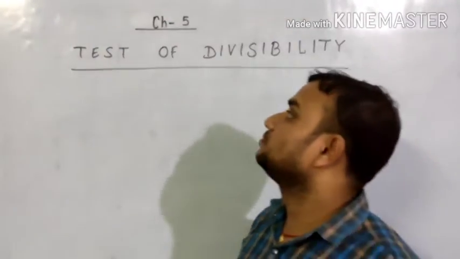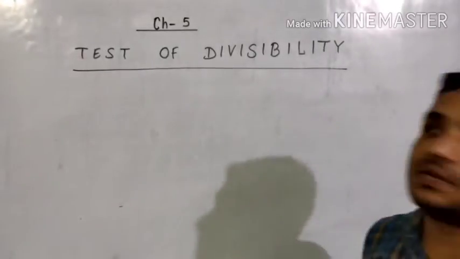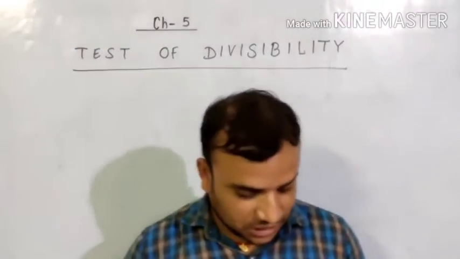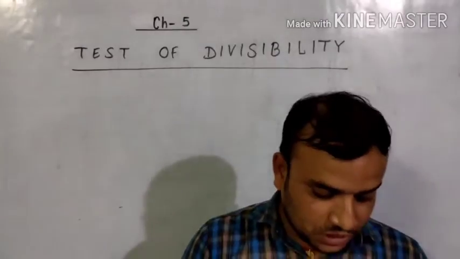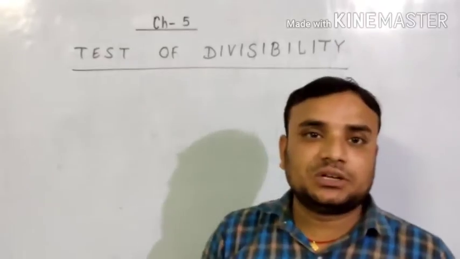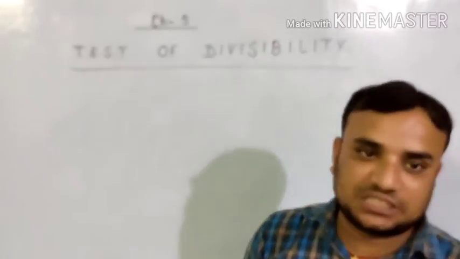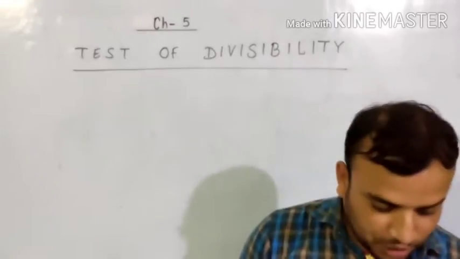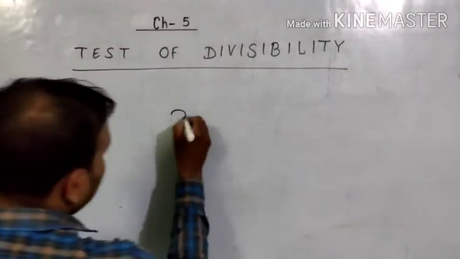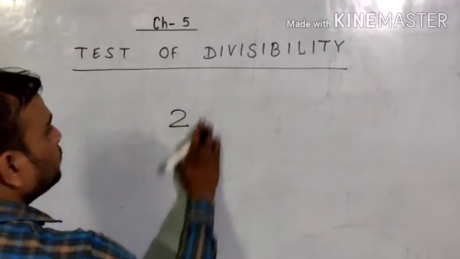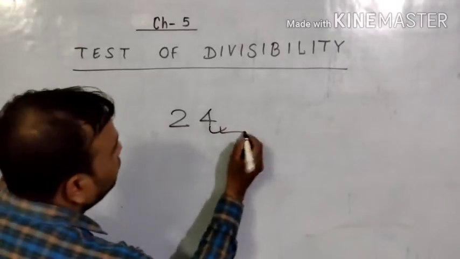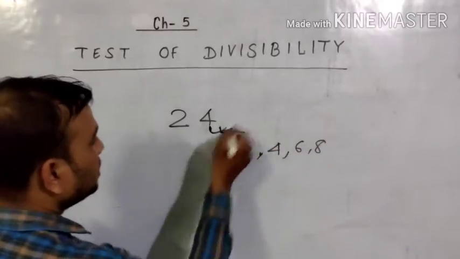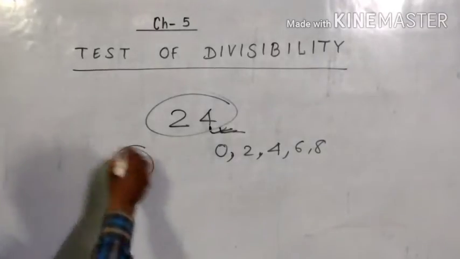Today we are discussing a very important topic of Chapter 5, Tests of Divisibility. Dear students, listen first. Test of divisibility by 2: if any number ends with, that means its unit digit is, 0, 2, 4, 6, or 8, it is divisible by 2. For example, if you write 24, the unit digit is 4. If the unit digit is 0, 2, 4, 6, or 8, the number is divisible by 2.